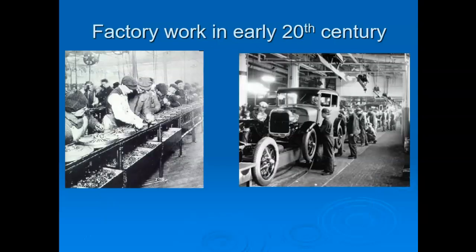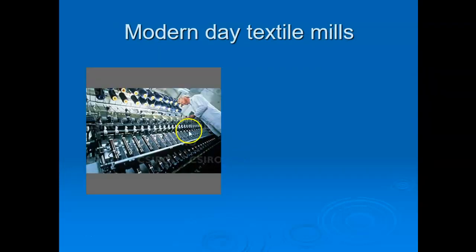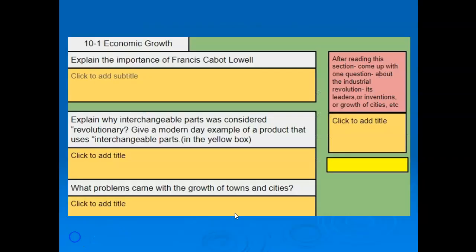Factory work in the early 20th century. This is actually taken along the lines of Henry Ford's assembly line. You can obviously see they're making automobiles. So the product goes by, but the workers stay in one place. Okay, modern day textile mill. So look at how it's literally improved, but you're still spinning thread. It's a little nicer environment. The machines are doing all the work, and it's less human interaction. You don't see people all over the place tending to these machines.